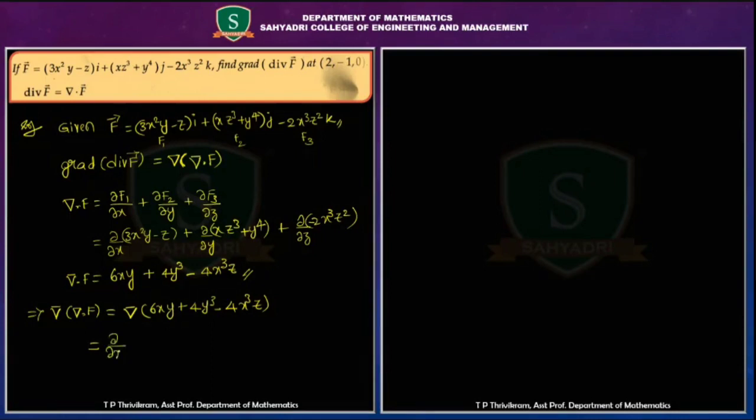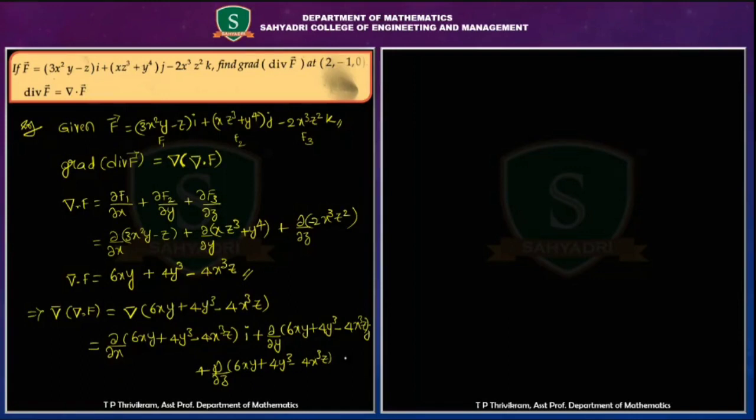That means dou by dou x of 6xy plus 4y cube minus 4x cube z into i, like this I want it, plus dou by dou y of 6xy plus 4y cube minus 4x cube z into j, plus dou by dou z of 6xy plus 4y cube minus 4x cube z into k.